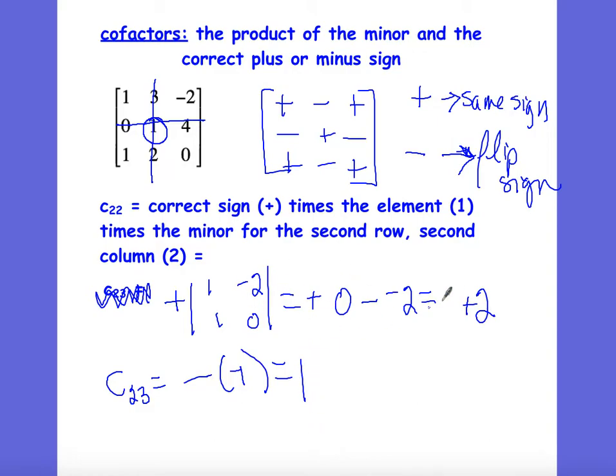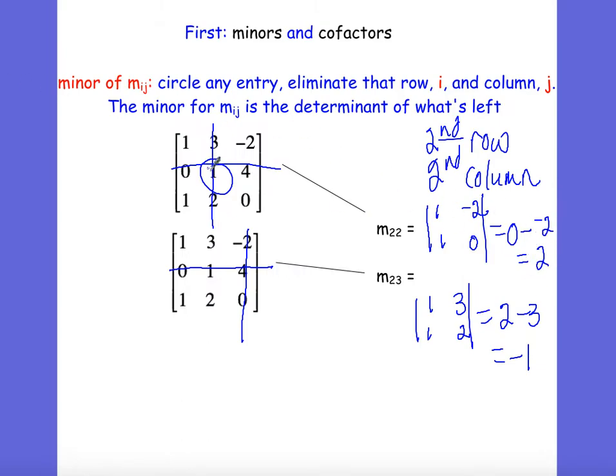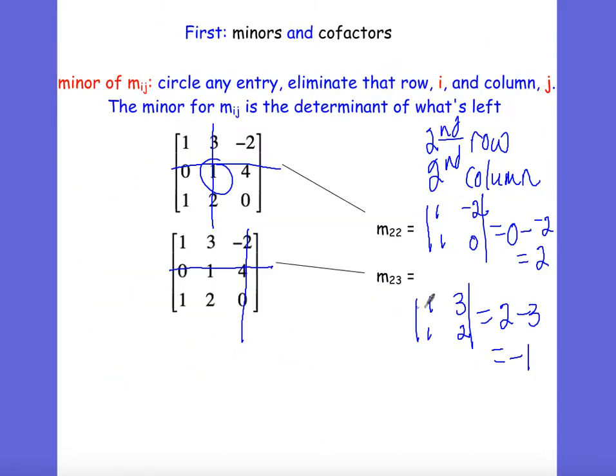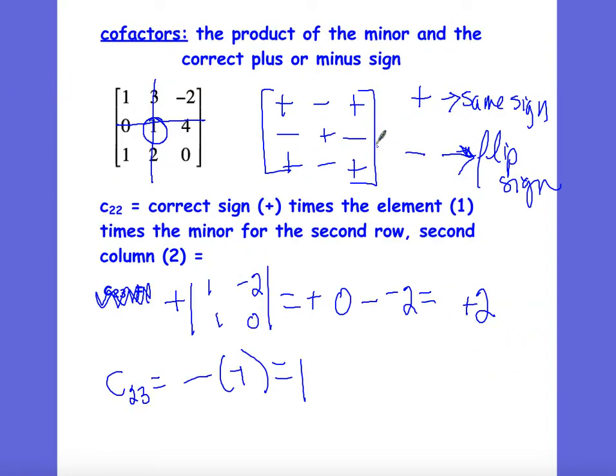Okay? So here I didn't have to change the sign. Back here I ended up with a +2, and because I'm dealing with the element in the second row, second column, there's a plus here. That means I keep the sign the same. So this stays +2. However, when we had C2,3, the number we got from the previous page was a -1 right here. That's what we got. And in the second row, third column is a negative. So that means I take whatever this sign was and flip it.